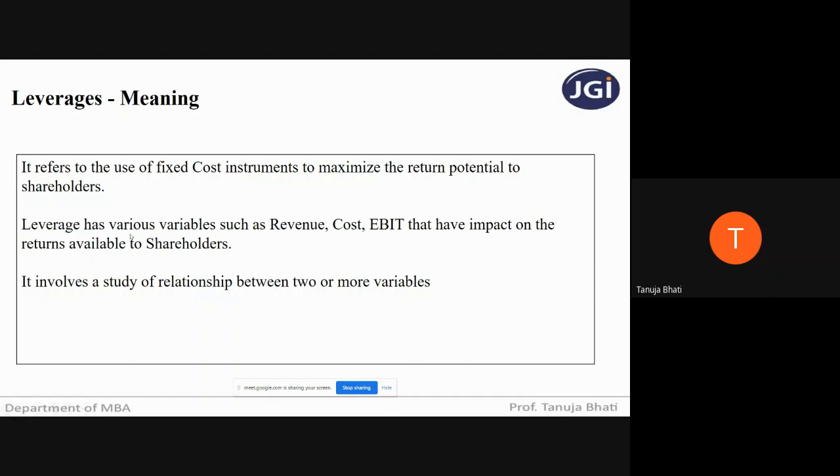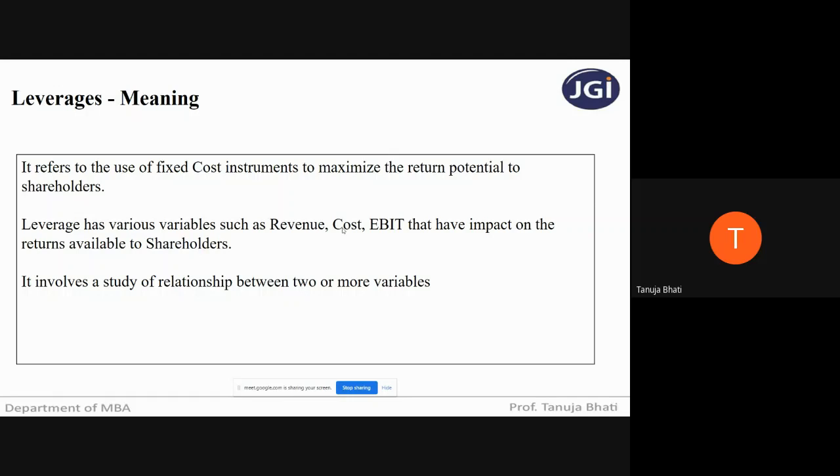So leverage has various variables. Variables means which keep changing and which are not constant. So revenue will keep changing every year. You cannot estimate to have the same revenue, so the sales will keep on changing. Next, the variable is cost. You can take variable cost. Variable cost is those costs which are related to the sales. So as sales increases, variable cost will increase. As sales decreases, variable cost will decrease.